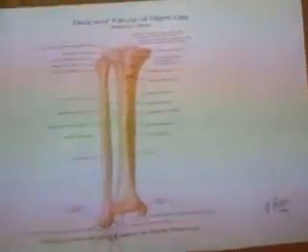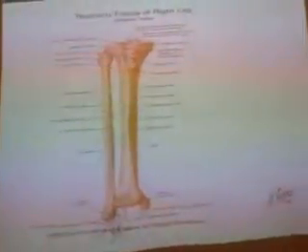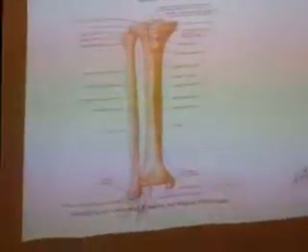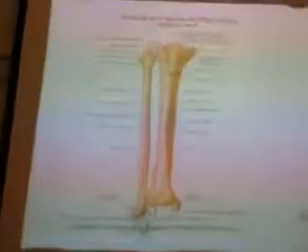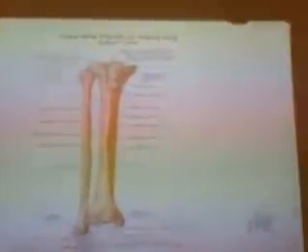So this is the medial surface, which is subcutaneous, and this is the lateral surface, which has a lot of muscles here. So here you can see the medial malleolus, and here this is the articular surface, where it will be articulating with the ankle.